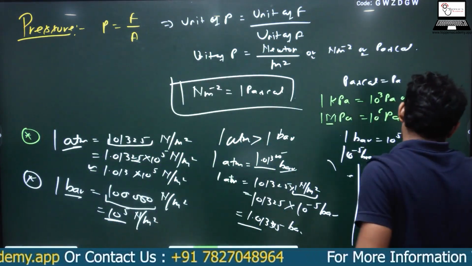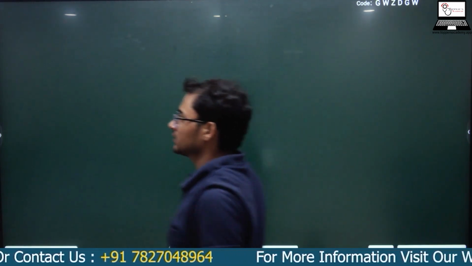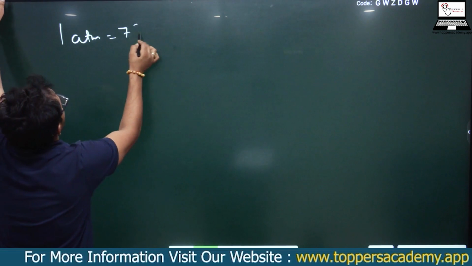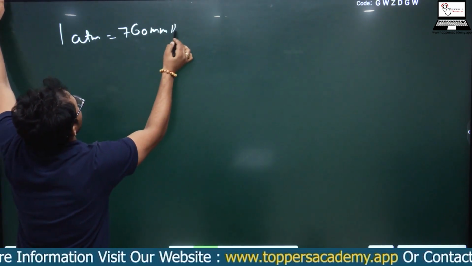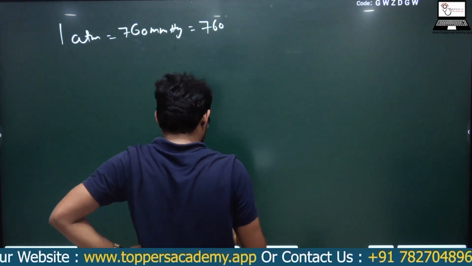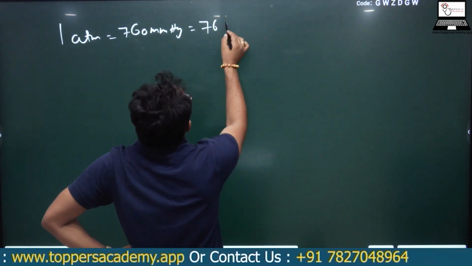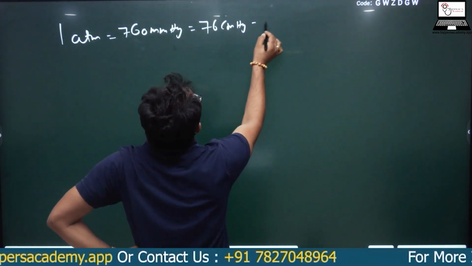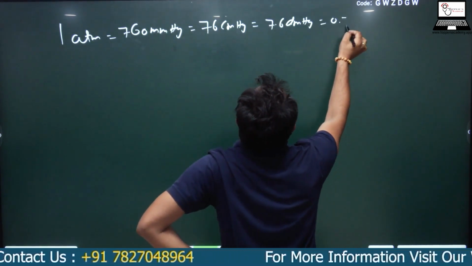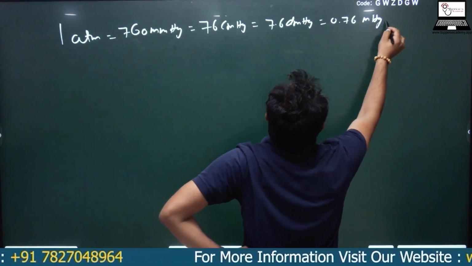ATM, bar, Pascal, Newton per meter square. Now one more thing, that one ATM is equal to 760 mmHg, millimeter of mercury, or 76 centimeter of Hg, or 7.6 decimeter of Hg, or 0.76 meter of Hg.